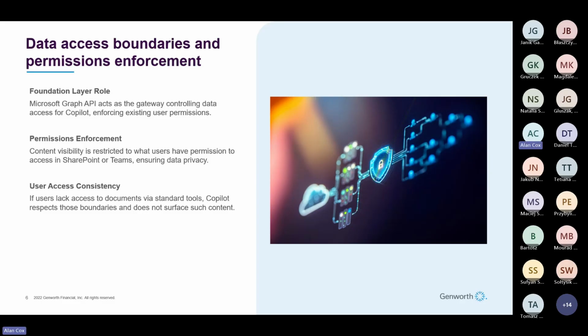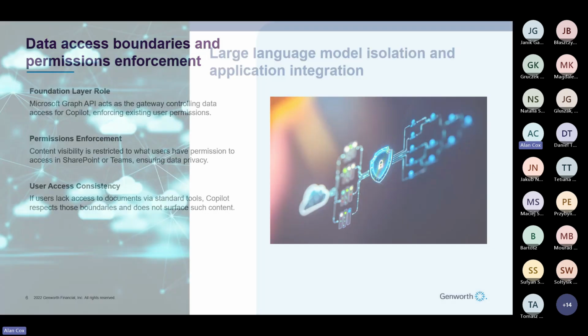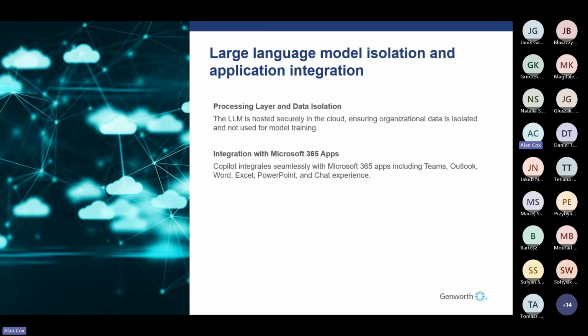We're going to demo that when we talk about label classification and DLP policy. We're going to talk about that a little bit as a way we can control what Copilot can do. Like I said, that large language model is isolated in the Microsoft Cloud. It's not used for organizational training, or for model training. And again, it is integrated throughout the entire story of the Microsoft 365 ecosystem.